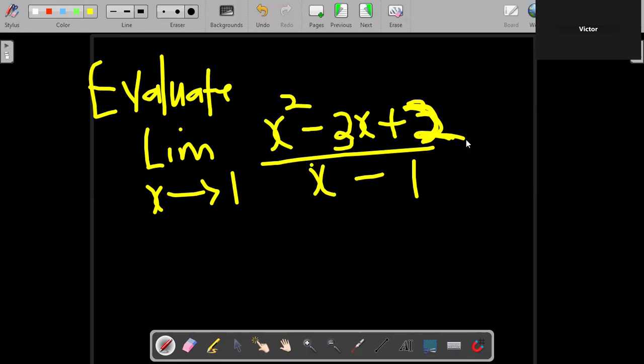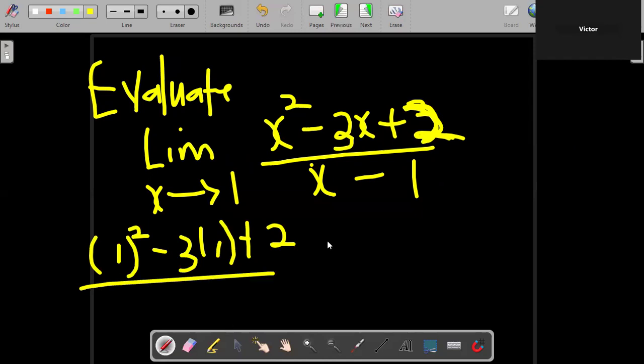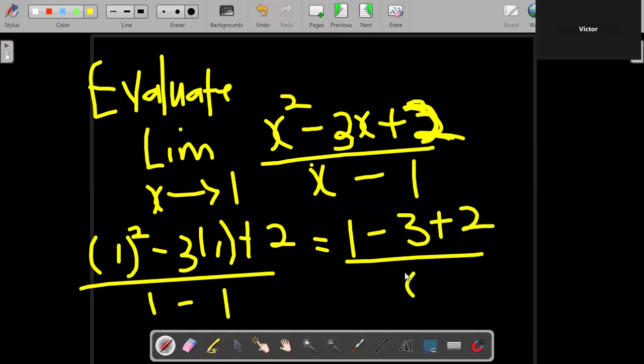If you try it by putting in the value, anywhere I see x, I put 1, I'm going to have what? 1 squared minus 3 times 1 plus 2 over 1 minus 1. 1 squared is 1, 3 times 1 is 3, plus 2. 1 minus 1 is what? It is 0. So the denominator also gives 0, and we have 0 over 0. You can see it's not allowed. You cannot have 0 at the denominator, but you can have 0 at the numerator. You understand? So for that reason, this is not the right approach to solve it.